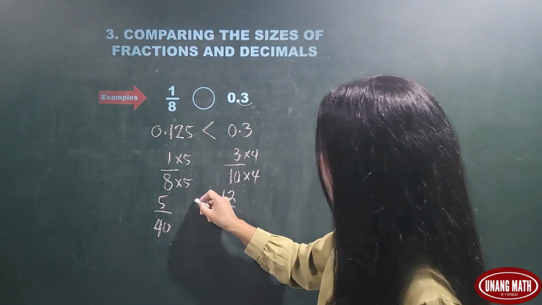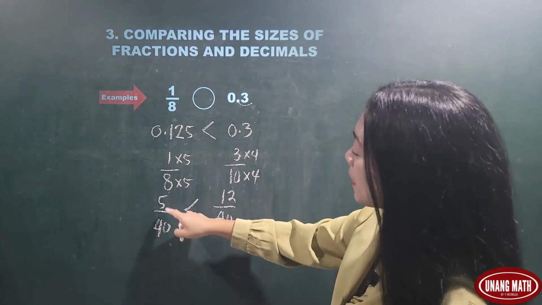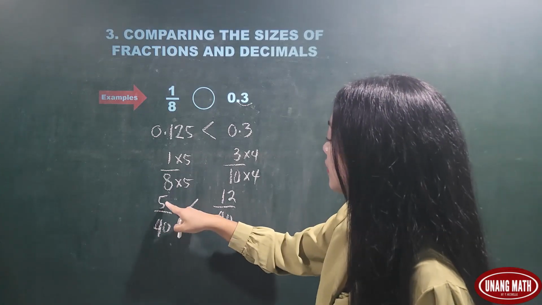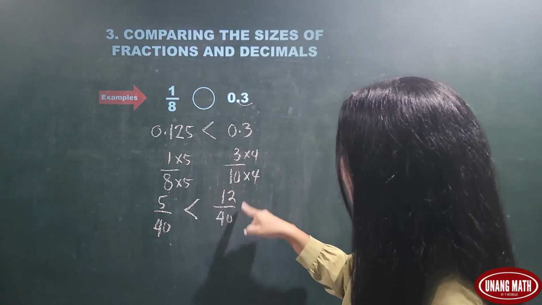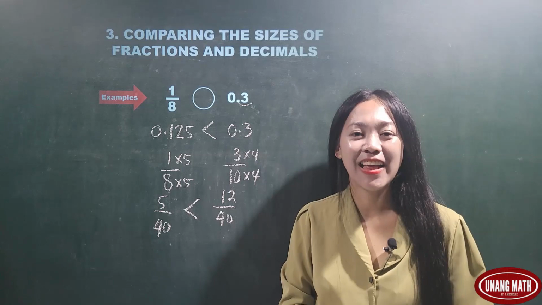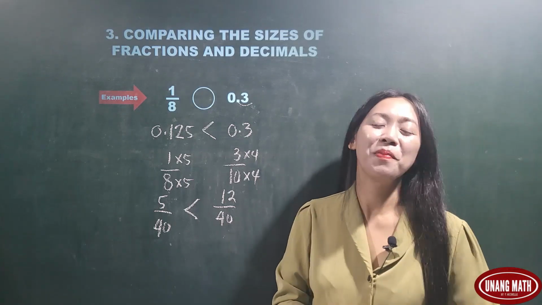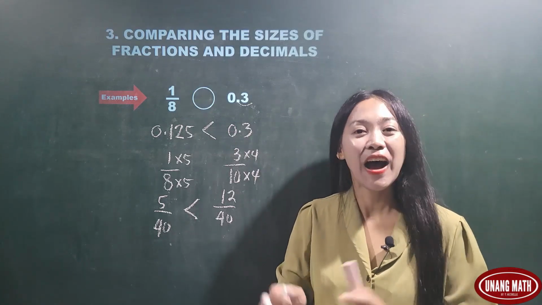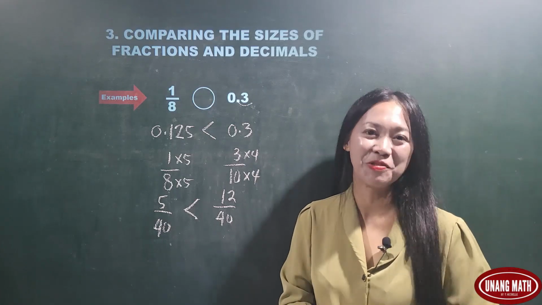So, 5 over 40 is less than 12 over 40. Kapag mas mababa ang numerator ng fraction na pareho ang mga denominators, ang fraction na ito ay mas maliit. Okay, for more information about fractions and decimal numbers, panoorin po ang episode 4 at episode 6 concept part ng mga fractions at decimal numbers dito lamang sa Unang Math.